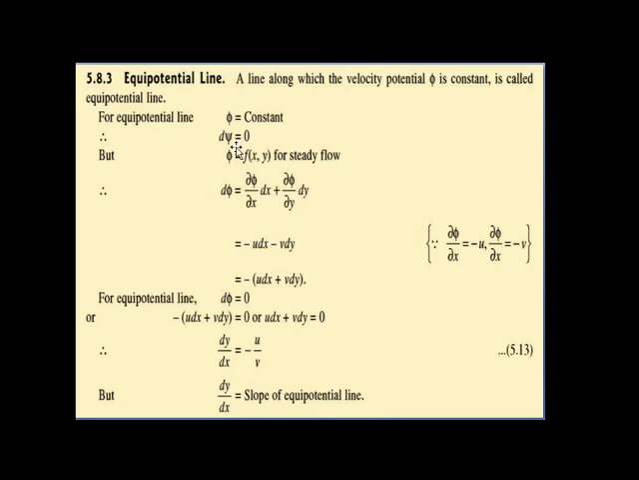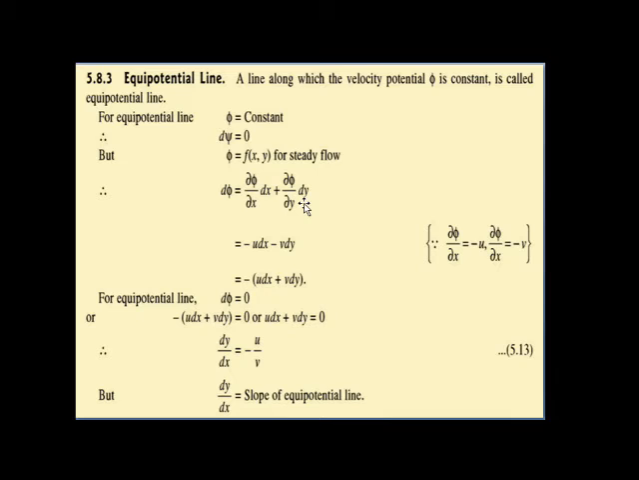So the differentiation of this phi is equal to 0. Here is a printing mistake they have made: instead of psi, only phi is there. So the differentiation of phi is equal to 0. But we know that phi is a function of x and y for steady flow. So if we differentiate phi with respect to x and y, it will be dou phi by dou x into dx plus dou phi by dou y into dy.